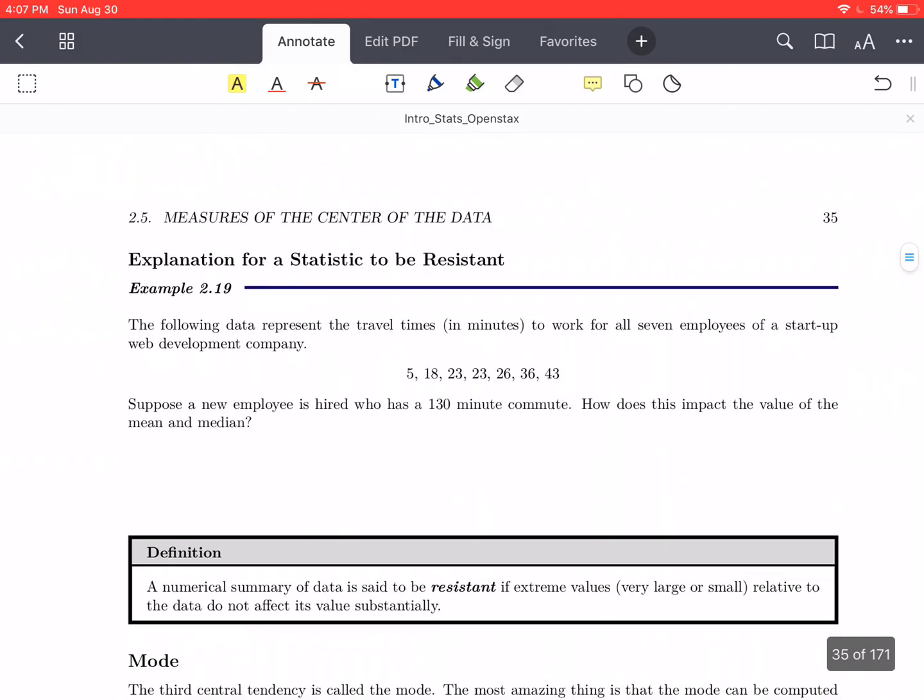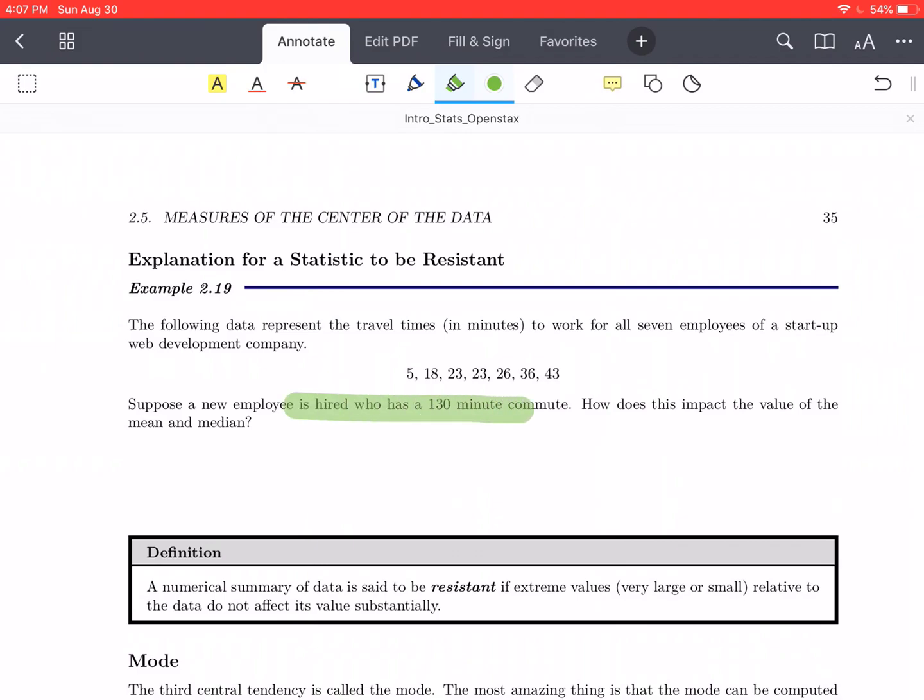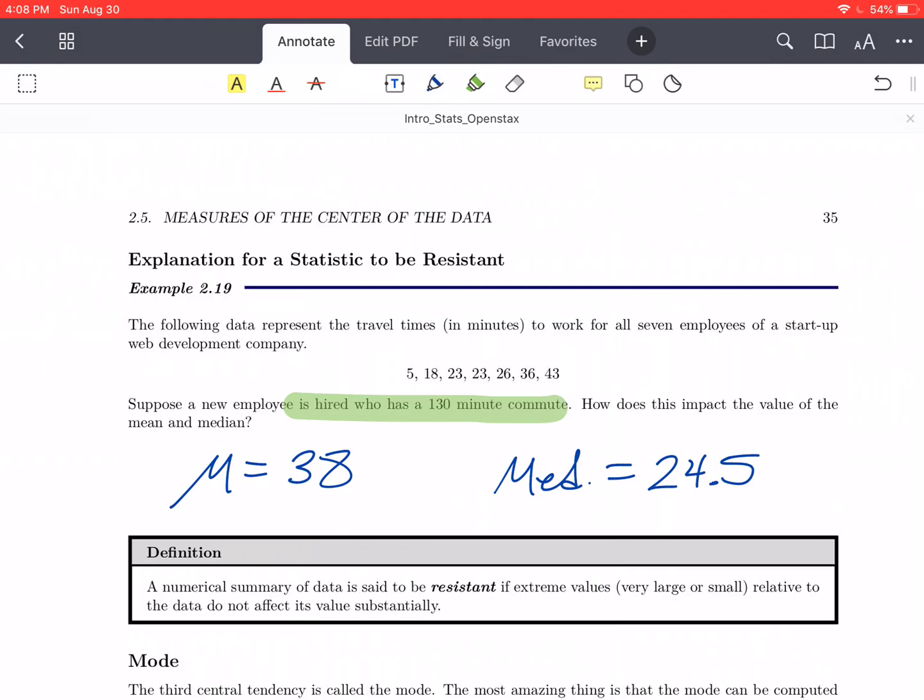So now we have the same scenario, but suppose that they hired a new employee that has a 130-minute commute. I have no idea why they're commuting 130 minutes to work. Just find something closer. But how does this impact the value of the mean and the median? So you do the same thing we just did with the 70. The median would still be 24.5. The mean, however, would be 38.